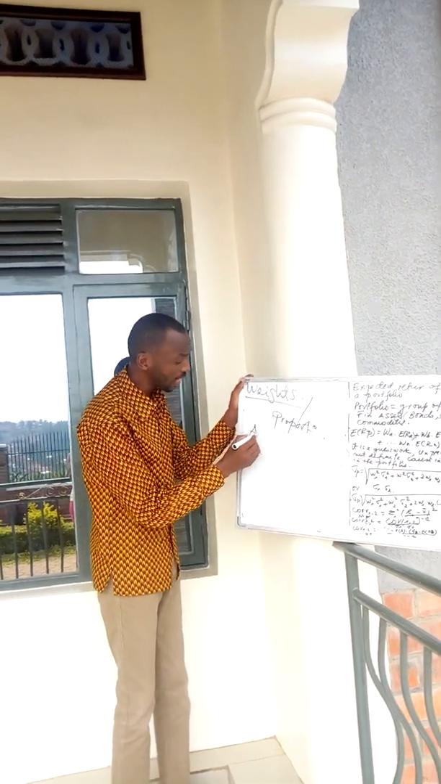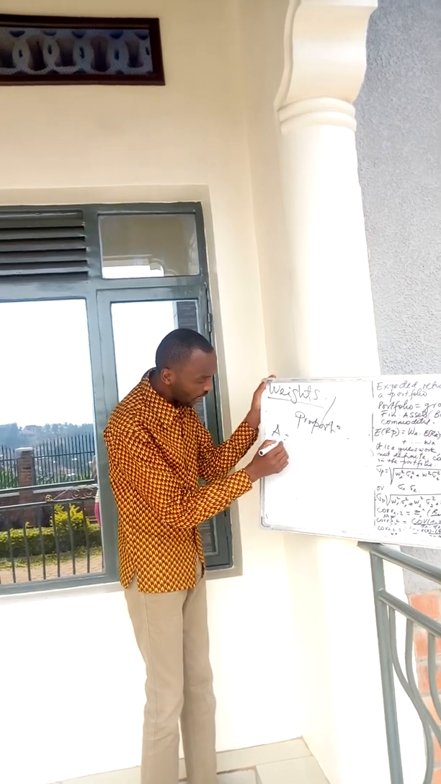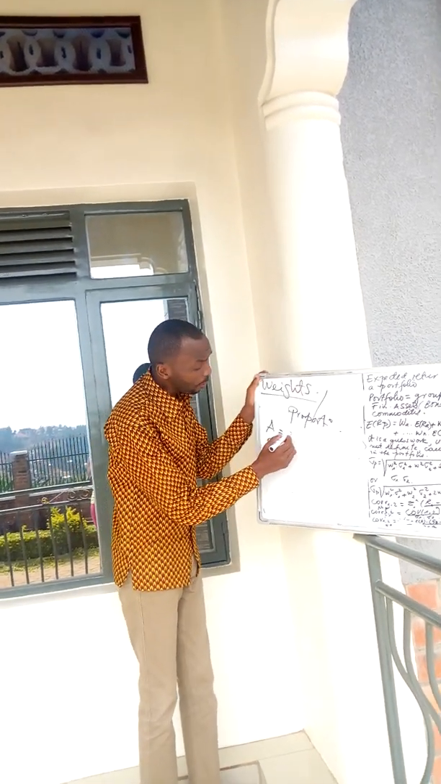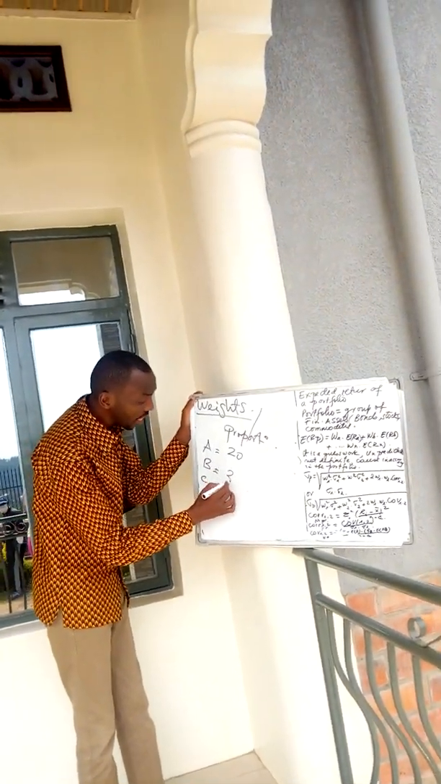Now, for example, we have asset A, asset B, and asset C. For example, the asset A returns are 20. Asset B returns are 30.